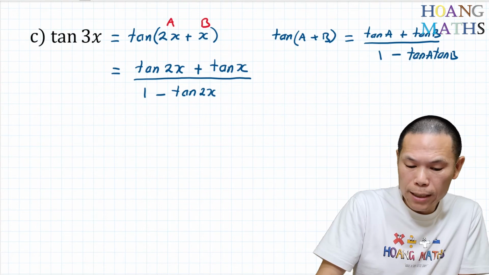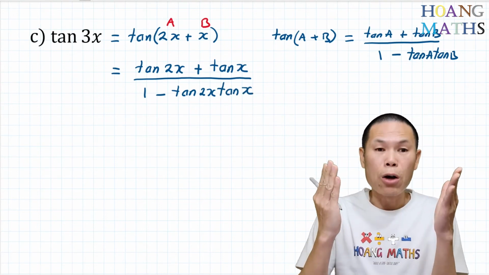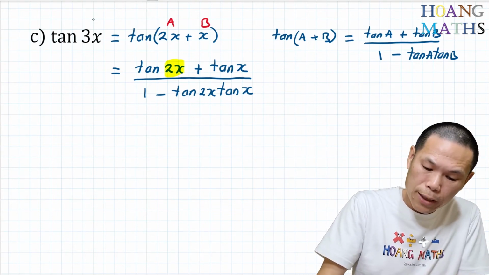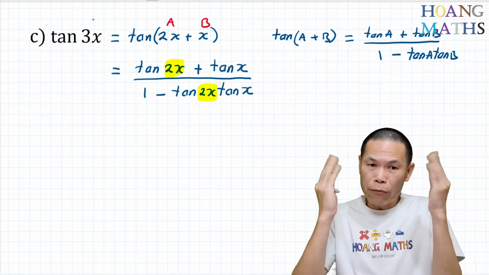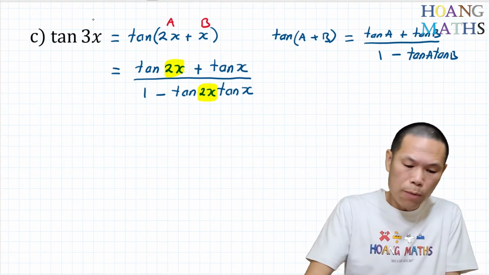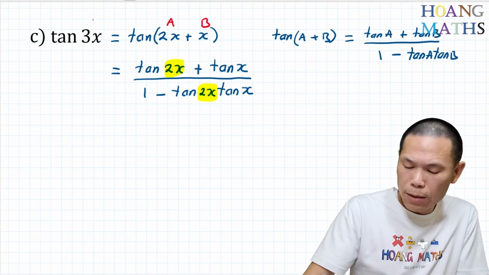And then times by tan of B. But B is x, so tan of x. So there you go. But then this is in terms of 2x here. So we need to expand it further because we want it in terms of x. So therefore, let me work out tan of 2x. So tan of 2x, let me just write here.